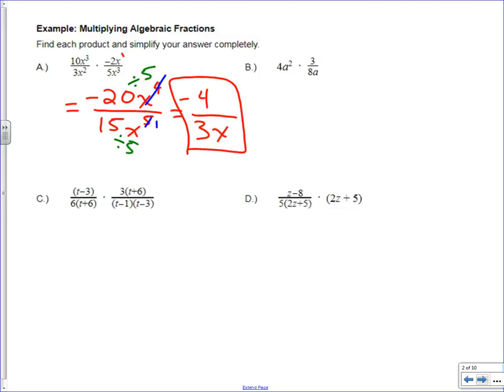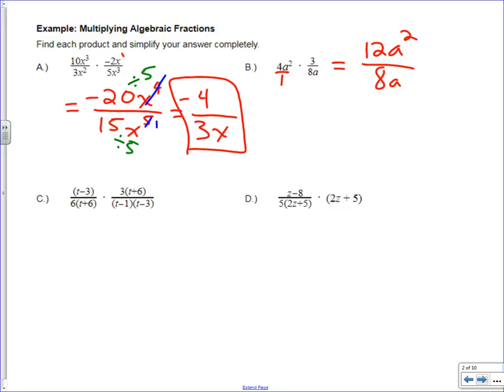B, 4a squared times 3 over 8a. Well, 4a squared is the same as 4a squared over 1. If you ever have a non-fraction, you can just put it over 1 to make it a fraction. So then I multiply 4a squared times 3 is 12a squared over 1 times 8a is 8a. Then again, simplify if possible.